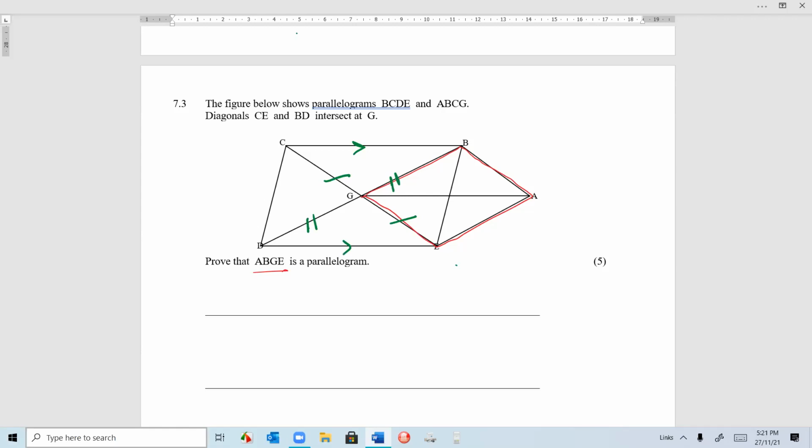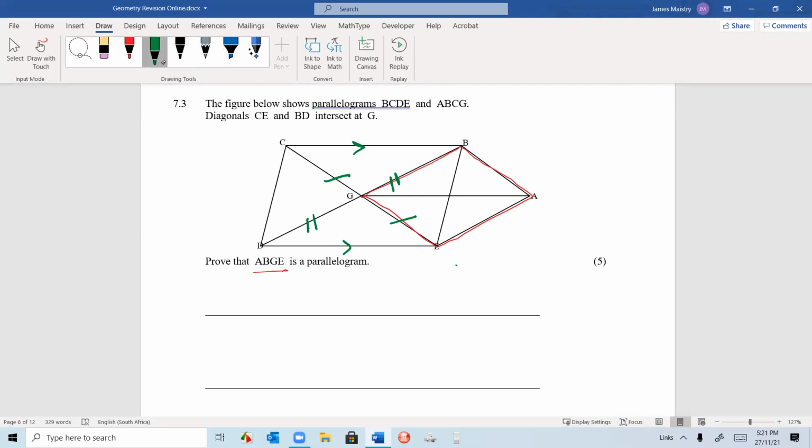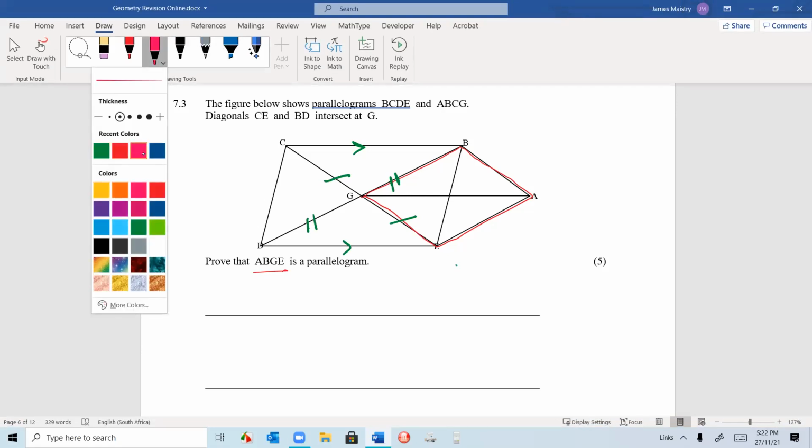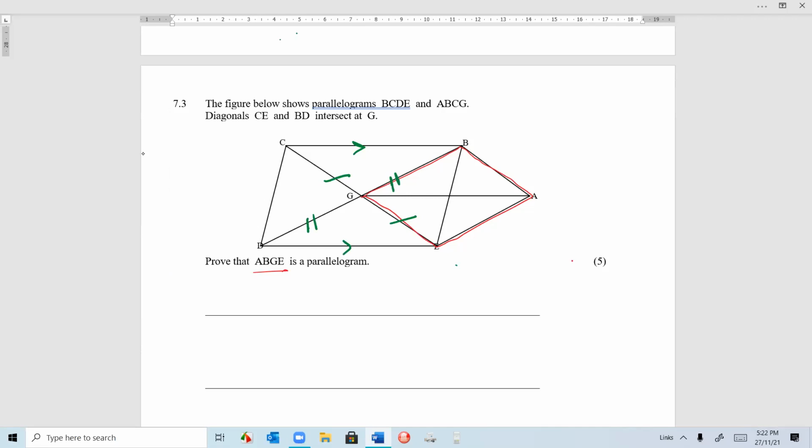And then they also tell us that ABCG, let me get a different color out. ABCG. If ABCG is a parallelogram, then we can also mark CG is equal to that. And if that is a parallelogram, we can also say that that line is parallel to that. I actually don't need that, to be honest. So I'm not going to use that. But I can see myself using those two sides are equal.